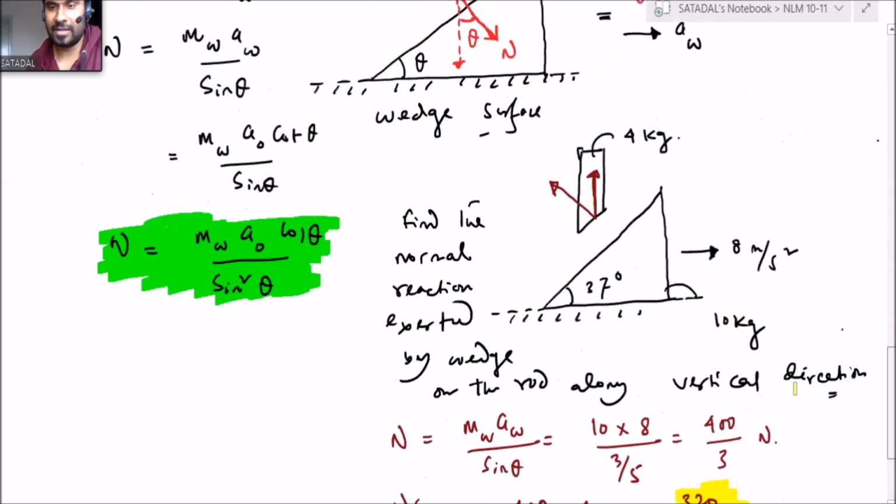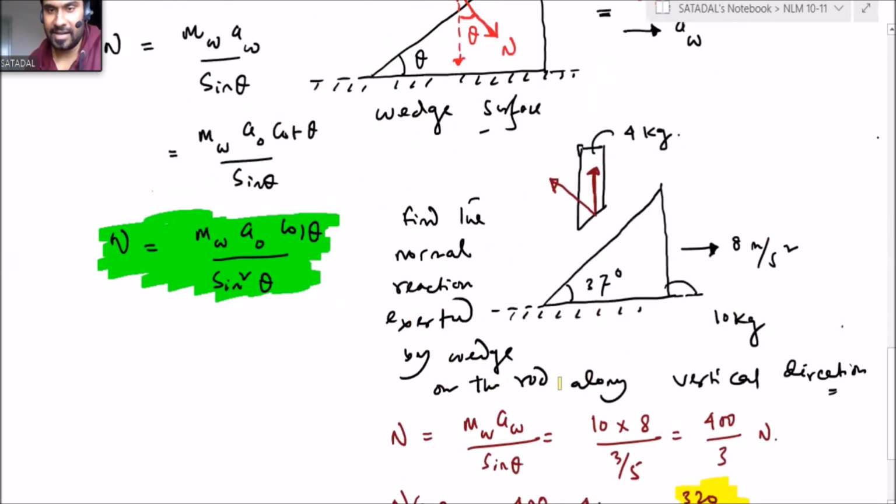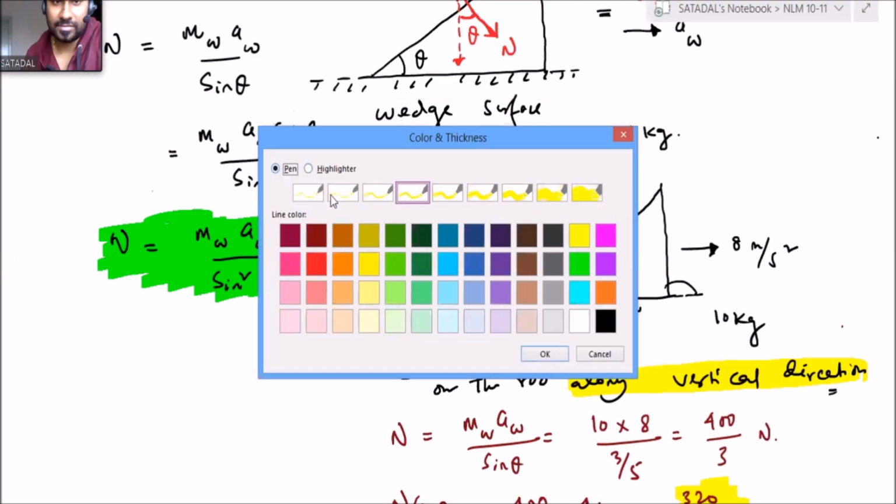Read the question, what they are saying. Force exerted by wedge on the rod along vertical direction. So they are asking component of normal reaction in the vertical direction. That's it. Yes, Rahul Rao. So same answer, sir. Okay, fine. Thank you.